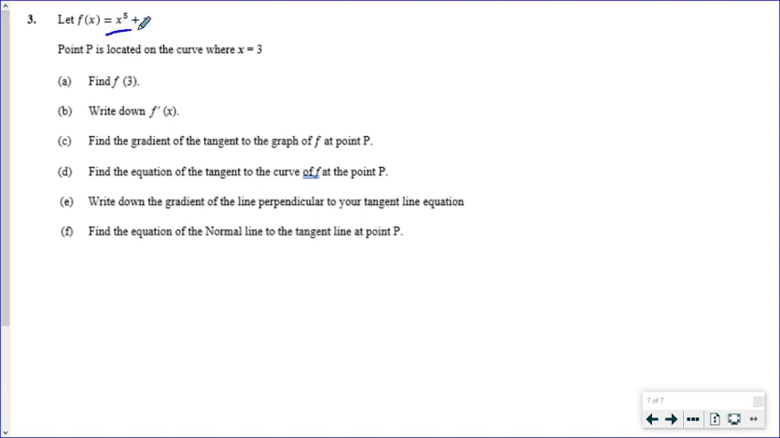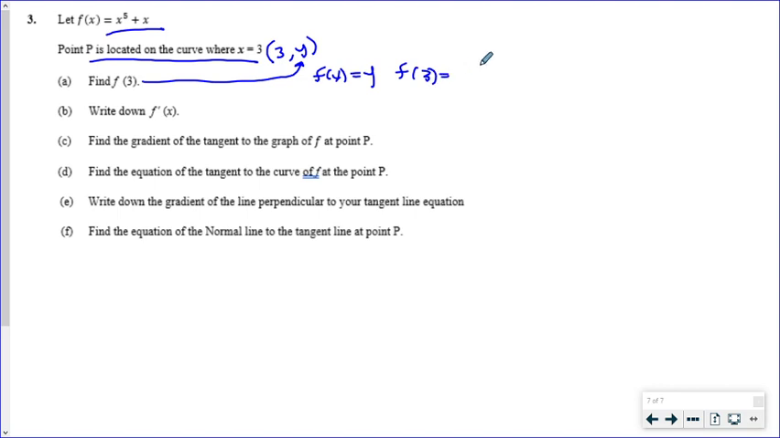Okay, here's our equation. Point P is located on the curve where x equals 3. So there's some point on the curve where x is 3, but we don't know why. We just know there's a point on the curve, 3, comma something. So for part A, it says find f of 3. Well, for this, you're finding that y value. Remember, f of x is the same thing as y. So it says find your y value when x equals 3. If x equals 3, I put it into my equation because this is f of x up here. So I'll say, okay, f of 3 equals 3 to the 5th power plus 3.